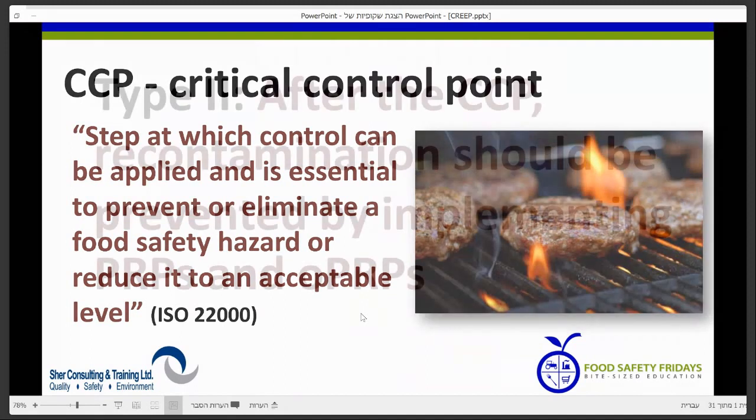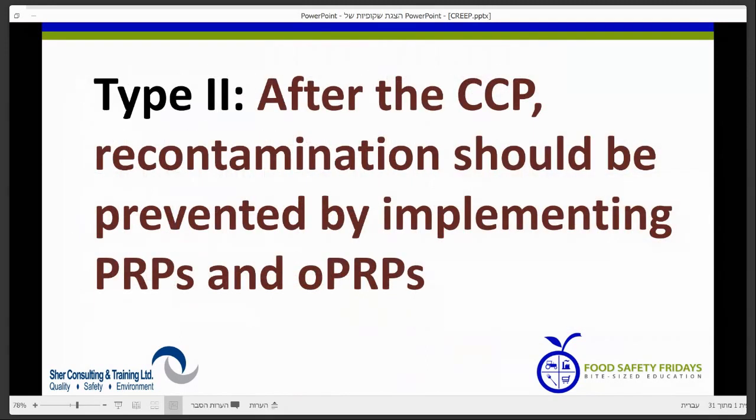If we talk about type 2 hazards, those are the ones in the environment that can be introduced in the processing environment or the cooking environment. After the CCP, recontamination should be prevented by implementing PRPs and OPRPs.